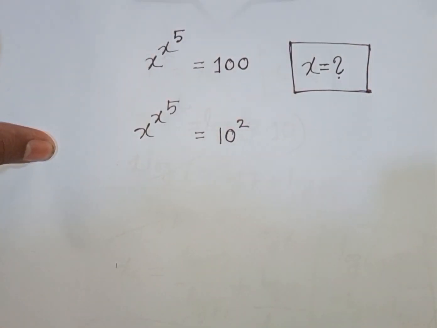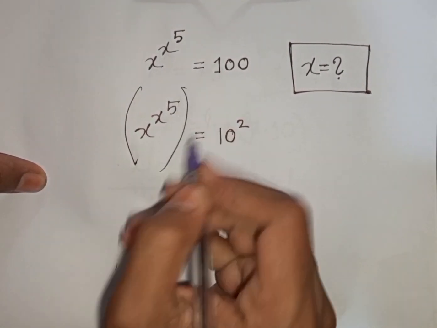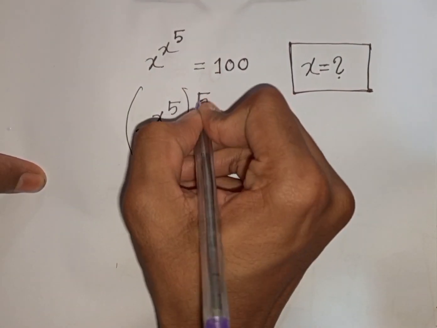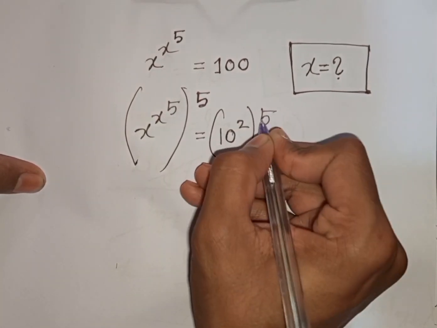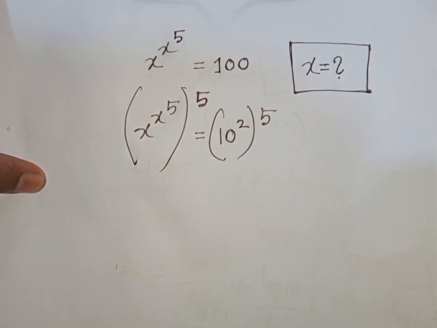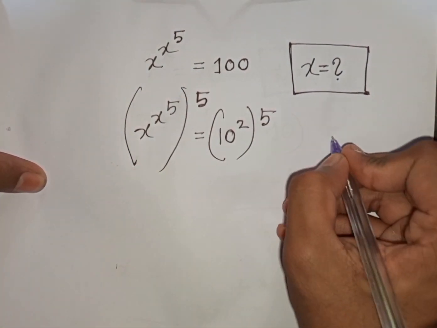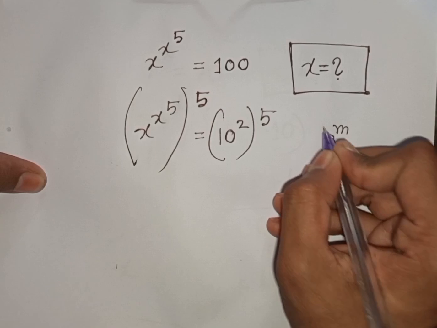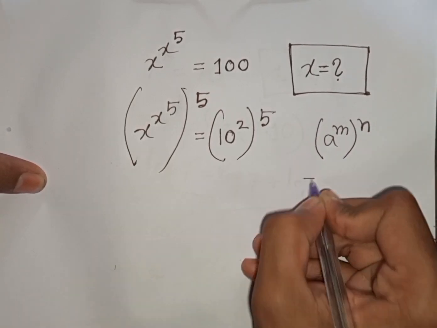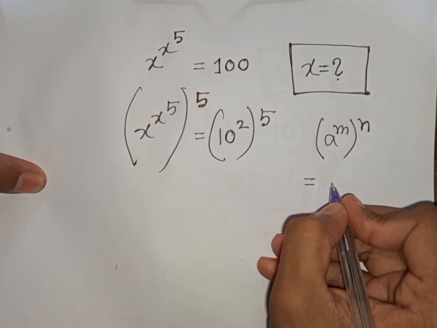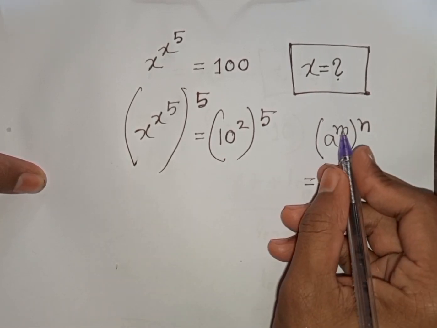Now multiply by power of 5 on both sides. Here I can apply this exponential rule that a power m, bracket power n, is equal to a power n, bracket power m.